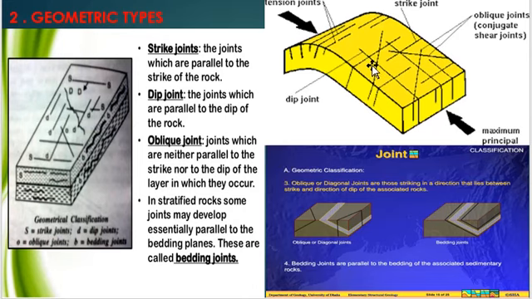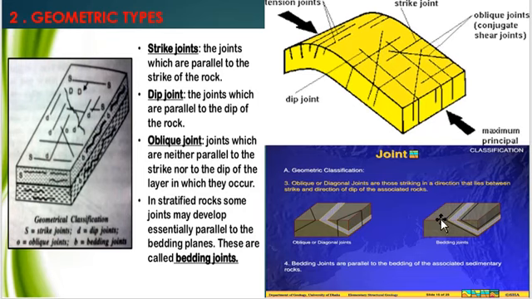Here you can see these strike joints, that is, parallel to the bedding of the rock or strike of the rock. This one is perpendicular or parallel to the dip of the rock. This is called a dip joint. And what is an oblique joint or conjugate joint? See, here is the oblique or conjugate joint, that is neither parallel to the strike nor to the dip of the layer in which they occur.